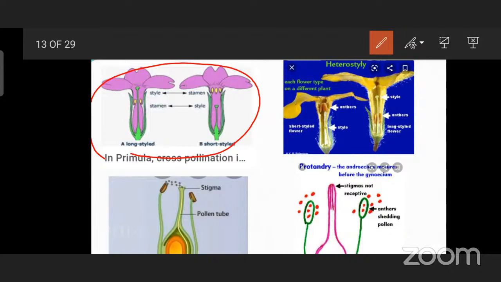See here, this is a long style. This is a short style. So there are different heights in styles. These are the male reproductive organs, the anthers. This is the female reproductive organ. So this device prevents self-pollination.